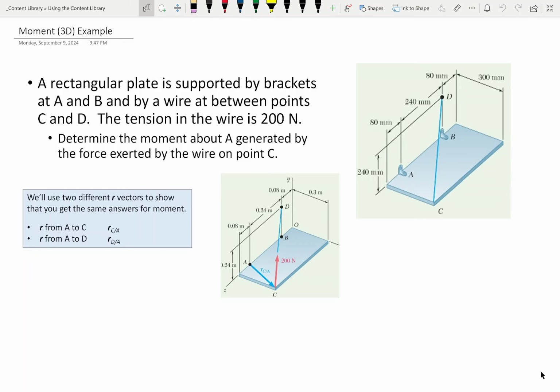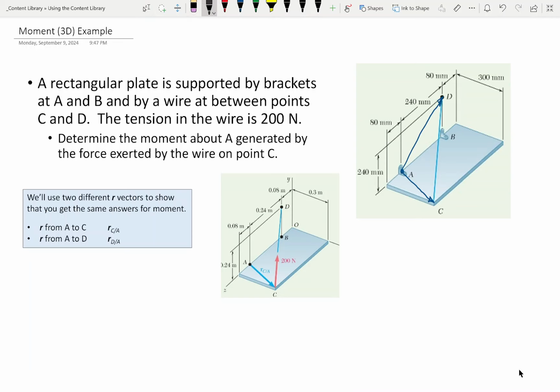So one way we're going to do it: point A is our point of interest, okay? We're going to use one R vector that goes from A to C. Then we're going to use another R vector that goes from A to D. And I propose if we do R cross F using this vector or R cross F using this vector, we will get the same answer, okay? And if you don't believe me, we'll see. Is everybody with me so far?